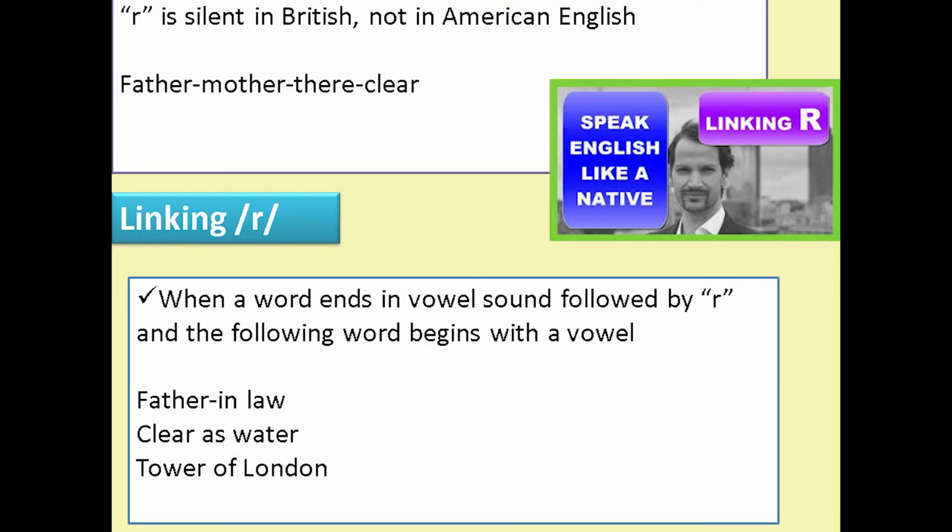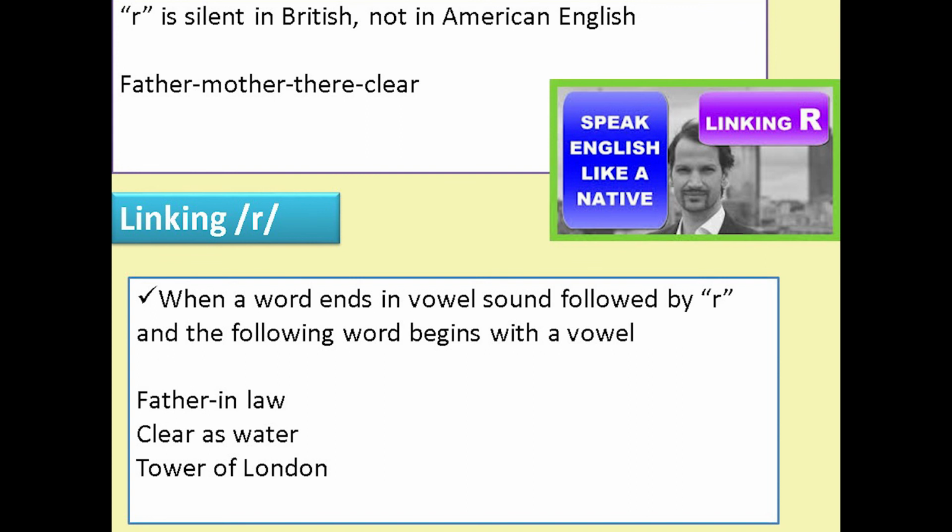Linking R. The first thing we need to know if we want to sound more British is to stop pronouncing the letter R everywhere. If there is a vowel and then an R, the R is silent in British, but not in American English. Look at these examples: father, mother, there, clear.